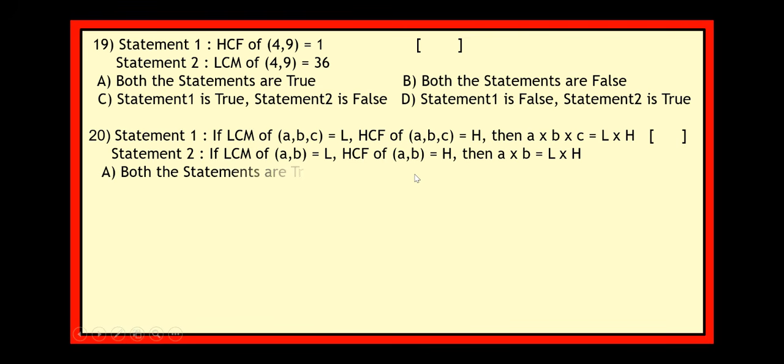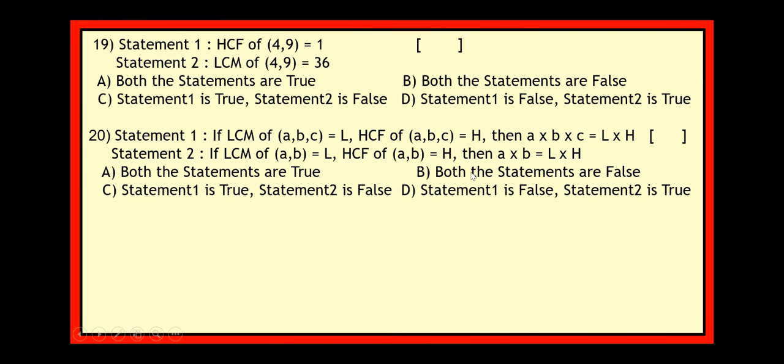Now look at the options again. Option A, both the statements are true. Option B, both the statements are false. No. Option C, statement 1 is true and statement 2 is false. It is also not correct. And option D, statement 1 is false and statement 2 is true. As statement 1 is false and statement 2 is true, the correct answer for question number 20 is option D.